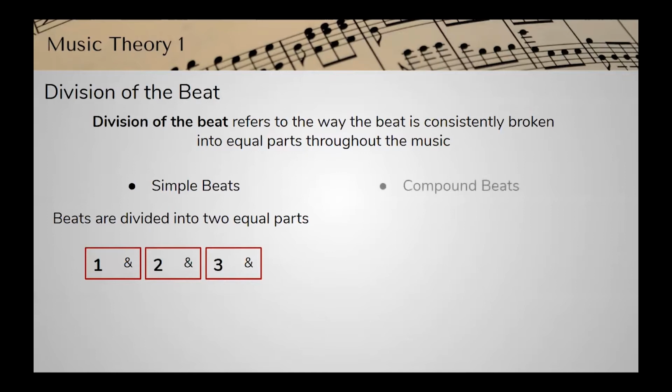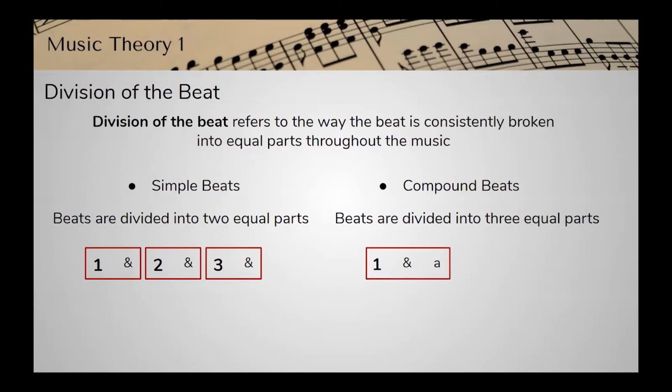Okay? The other kind of beat is called a compound beat. And compound beats are divided into three equal parts. So 1 and 2 and like that. 1 and 2 and ta ta ta ta ta ta. It's more of a bouncy kind of feel. Almost like, if you know what a triplet is, a compound division of a beat. And a simple division of a beat is more like a duple.